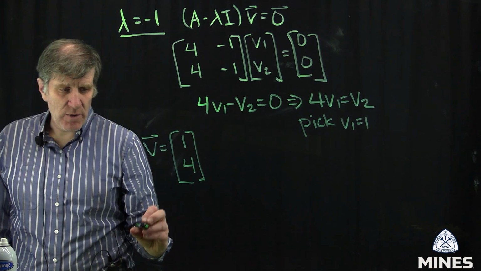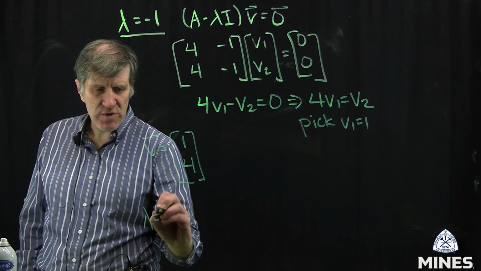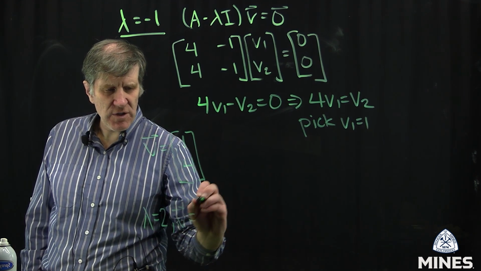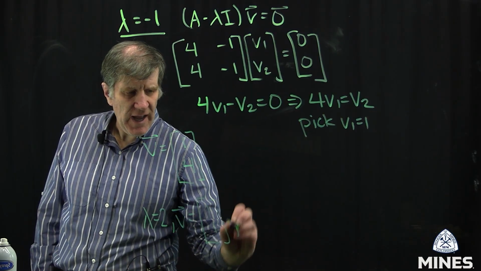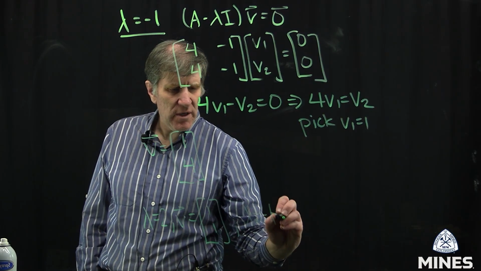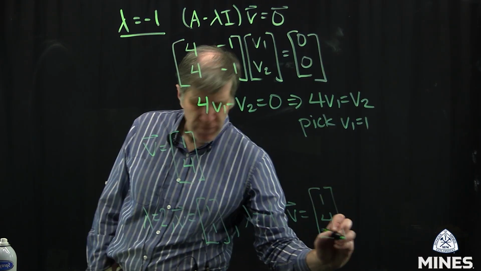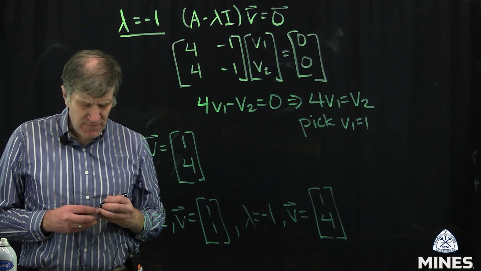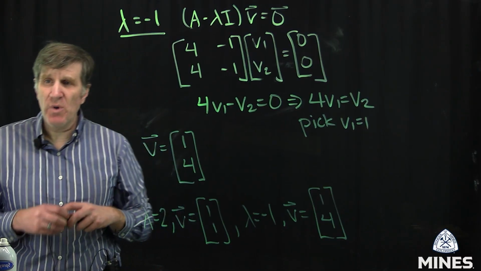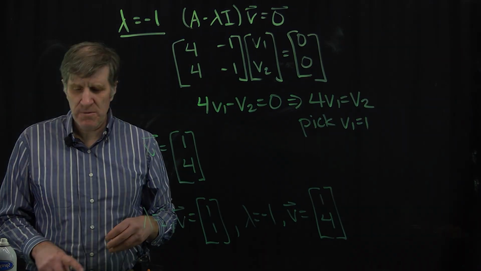In the end, our matrix has a lambda equals 2 with an eigenvector of 1, 1, and a lambda equals negative 1 with an eigenvector of 1, 4. And that is the full solution of our eigenproblem, our two eigenvalues and the corresponding eigenvectors.